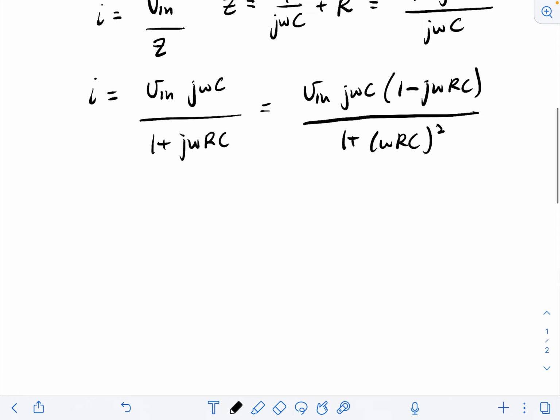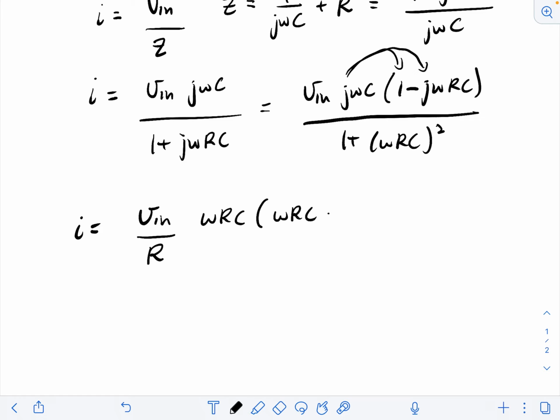Okay, I'm just going to rewrite this in a slightly different way. I'll distribute the j, and I'm going to multiply and divide by R such that the current could be written as V in divided by R times omega RC. And then let's see, we're going to have j times j is minus 1, and there's already a negative in there, so we're going to get a plus omega RC and then a plus j. And in the denominator, we have 1 plus omega RC squared. Okay, so there's our current.